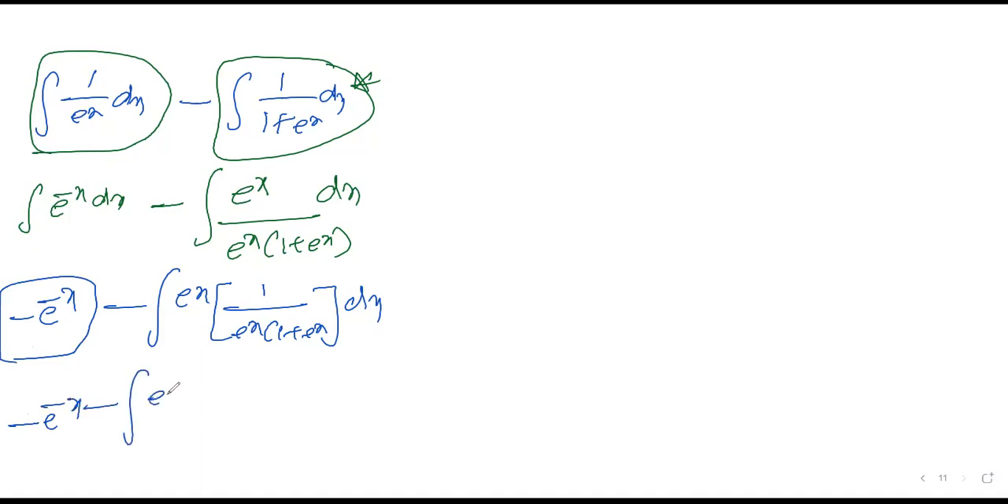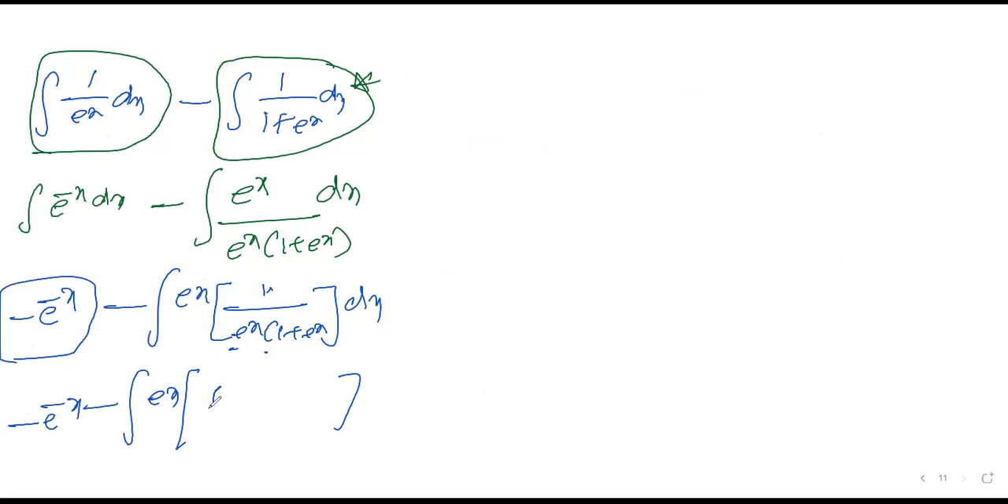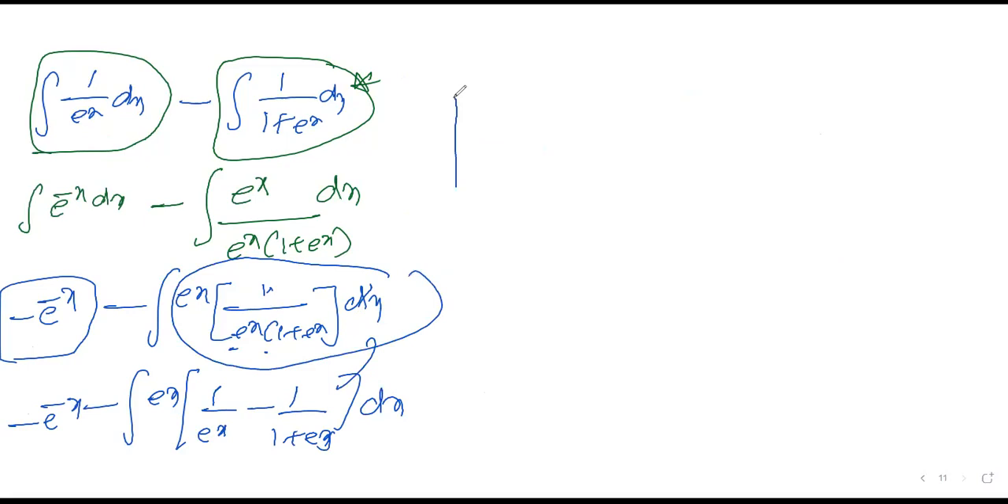This 1 by e power x into 1 plus e power x, how did I split it previously? 1 by e power x minus 1 by 1 plus e power x. So I don't want to enter the answer; once again I directly copy this. This is very interesting, from here to here. Once again, why I should take this, you understand.